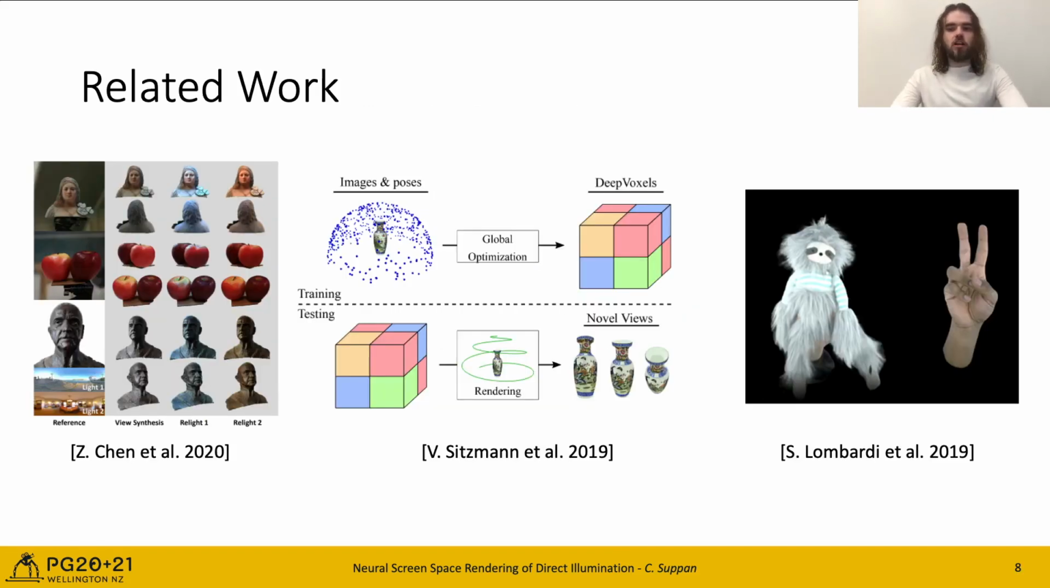Most neural renderers are image-to-image methods. They use videos or just multiple photos to create novel views of or relight their subjects. A plethora of methods exist in this domain. Prominent examples include Chen's neural texture-based approach, Sitzmann's deep voxel features, and Lombardi's warped volume Fourier matching.